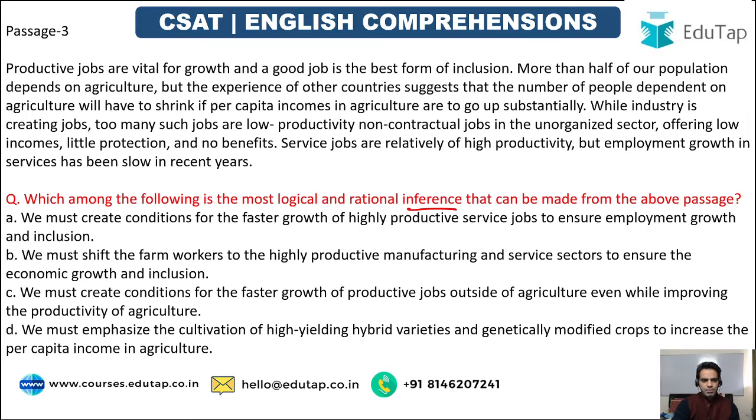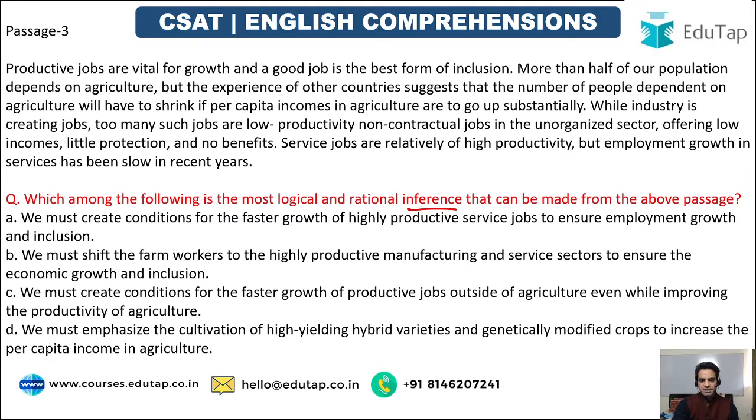More than half of our population depends on agriculture. But the experience of other countries suggests that the number of people dependent on agriculture will have to shrink if per capita incomes in agriculture are to go up. We have more than 64% of the population dependent on agriculture. That's why our per capita income is low.